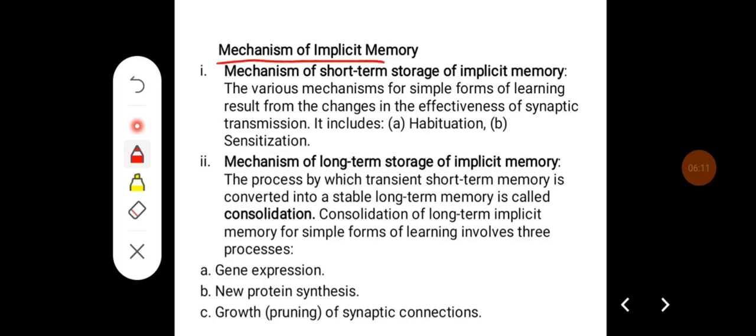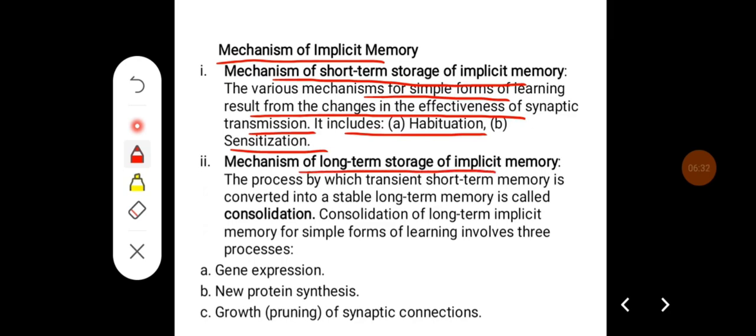Mechanism of implicit memory. Mechanism of short-term storage of implicit memory. The various mechanisms for simple forms of learning result from changes in the effectiveness of synaptic transmission, and it includes habituation and sensitization.